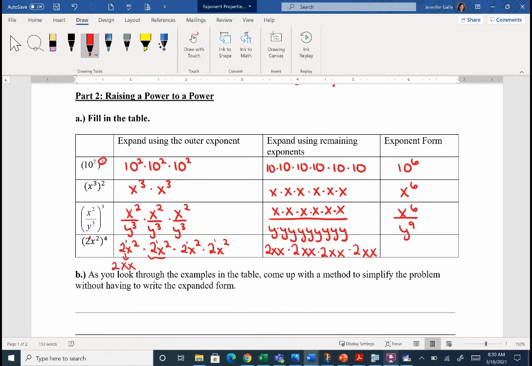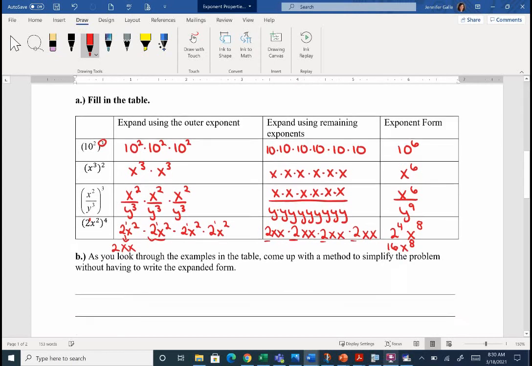Now, what I did see on a couple people's papers, guys, I was super impressed with this. I saw a couple people that did this. They recognized that these were all 2s, and they did a 2 to the 4th. And then they did an x to the 8th. Awesome. If we have the same base, we can add the exponents, and those 2s all have an exponent of 1, which is also 16x to the 8th.